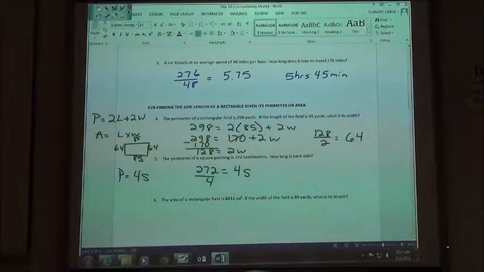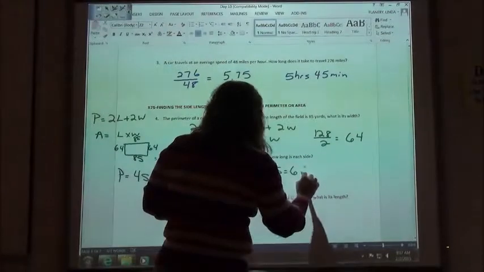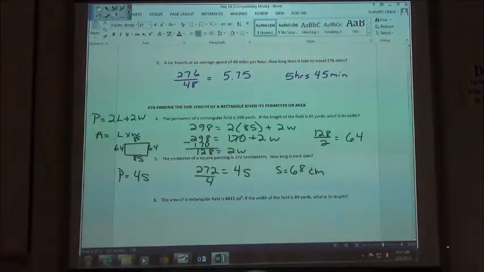Kenny's doing it all on his paper. He doesn't have his calculator. What was it, Amy? 88? Did you say 68? I can't hear you, you're way back there. 68. They'll probably make me put centimeters on that. Who knows? 68 centimeters.